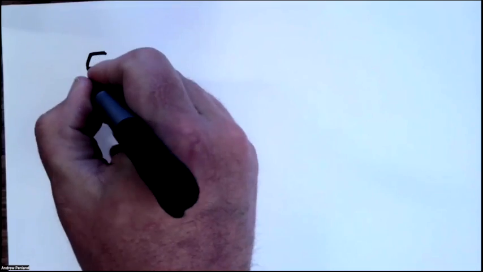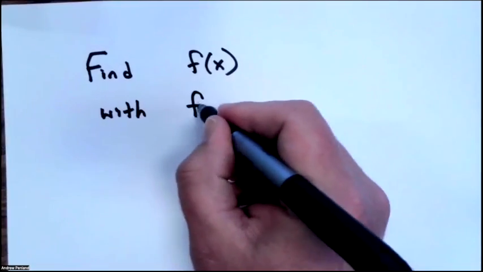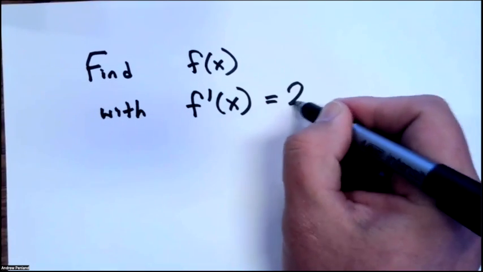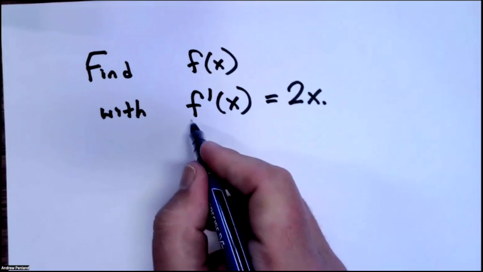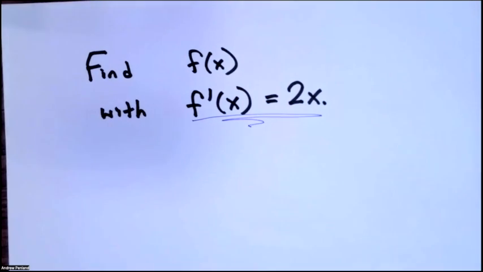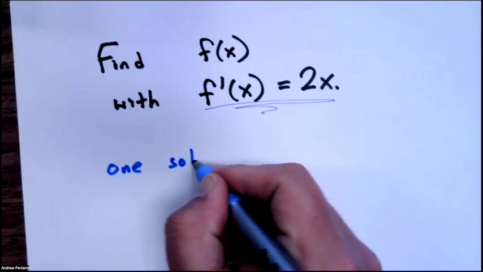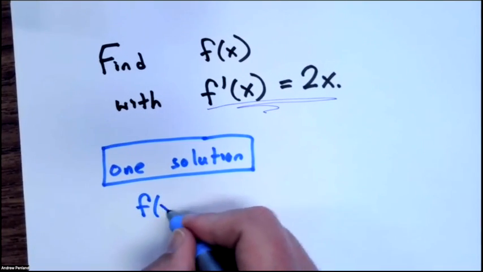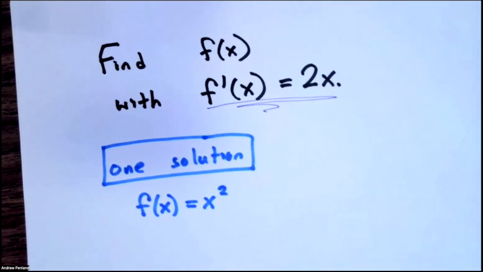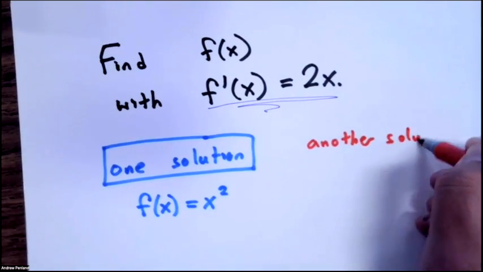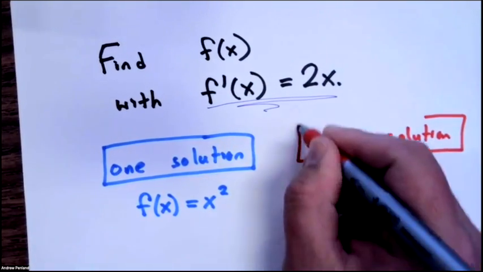So what if I gave you a problem that was something like: find f of x with f prime of x equal to 2x. This is a constraint that the function needs to satisfy. When I take the derivative, I need to get 2x. Let's see, so one solution that I'm hearing is f of x is equal to x squared. Do you agree with that? And you said another solution is f of x equals x squared plus 5.